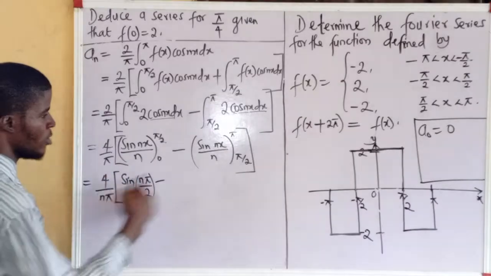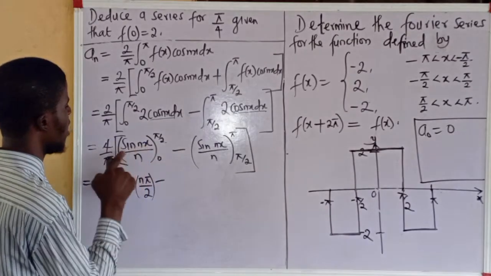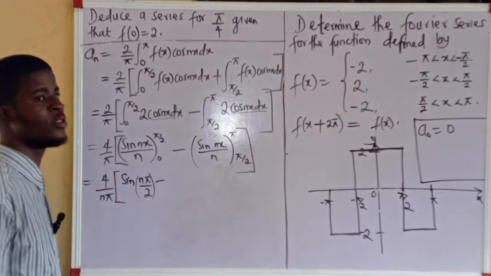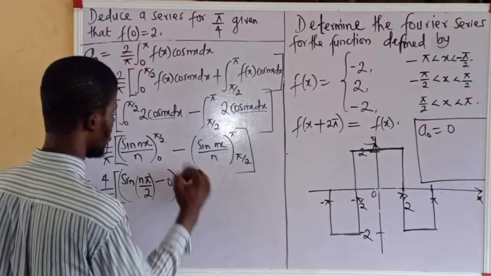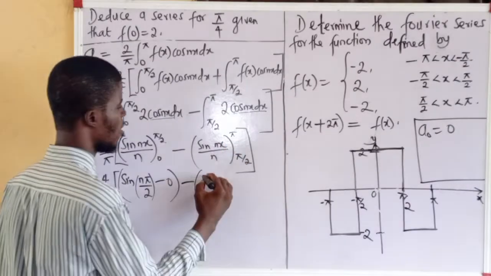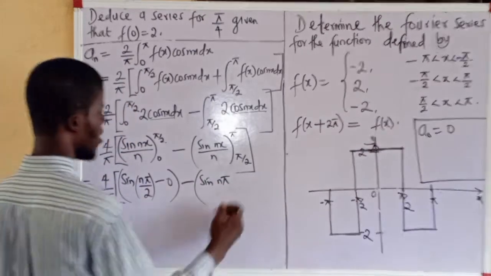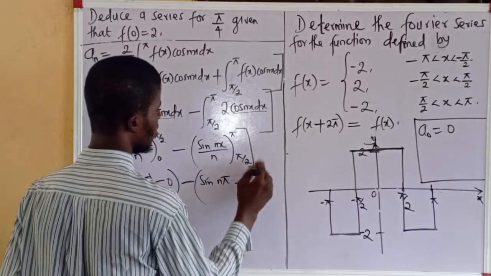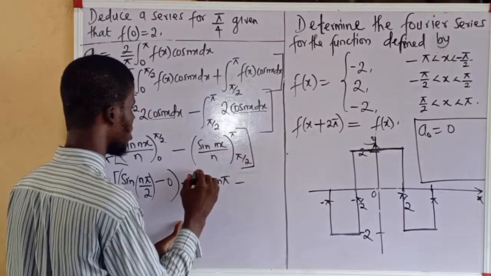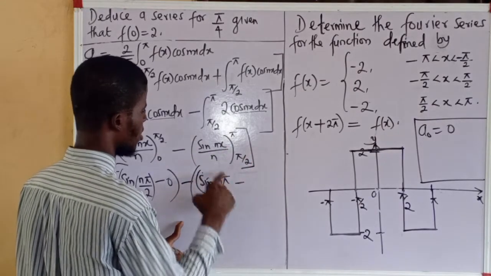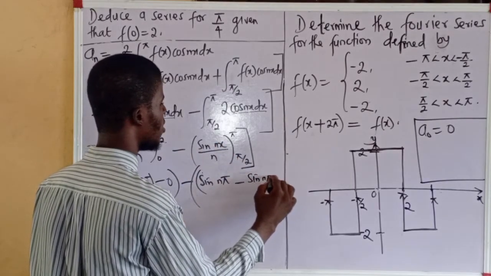Remember that this n is outside already. This one is also outside, okay? Plug in 0 now for x. We'll be having sine n times 0, which is sine 0. And sine 0 is 0. Minus 0. Minus, plug in pi. That will be sine n pi. Remember that this n is outside. Then minus, let's plug in pi over 2 now. That will be, okay, let me plug this in a bigger bracket. Pi over 2 enters, we have sine n pi over 2.